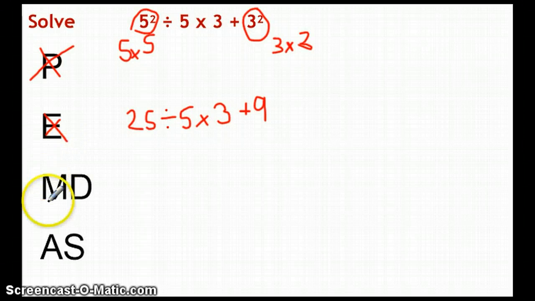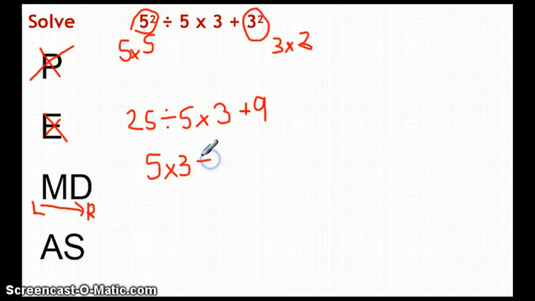Next, it says we have to multiply or divide depending on what comes first when we go from left to right. So let's read the expression from left to right. We have 25 divided by 5 times 3 plus 9. Even though multiply comes before divide in PEMDAS, since we're reading from left to right and division comes first, the first thing that we have to do is divide. Right here, divide. So 25 divided by 5 is 5 times 3 plus 9.